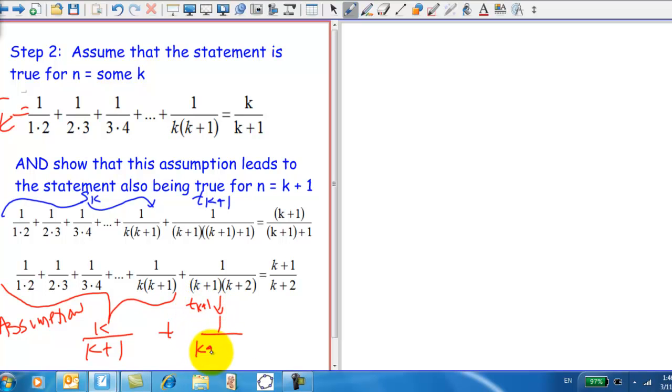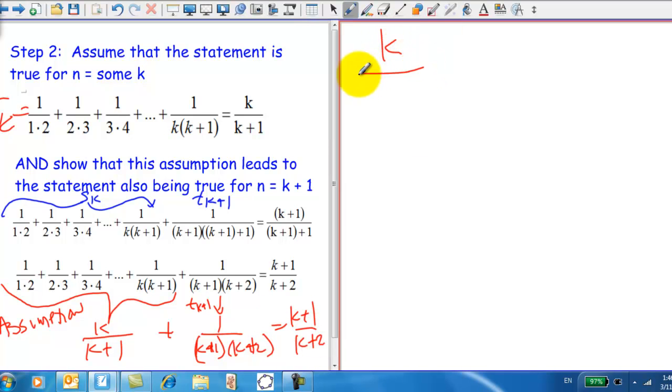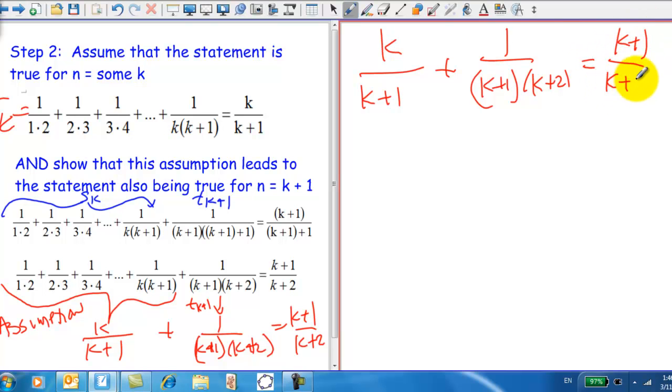That's 1 over k plus 1 times k plus 2. And we have to show that's equal to k plus 1 over k plus 2. So that's basically what you have to do algebraically. Show that k over k plus 1 plus 1 over k plus 1 times k plus 2 equals k plus 1 over k plus 2.